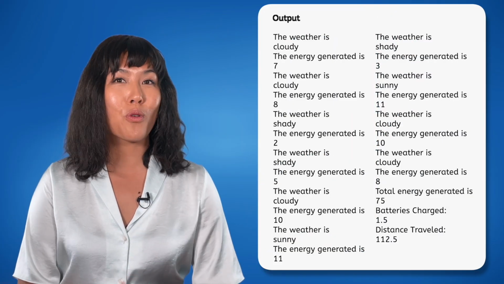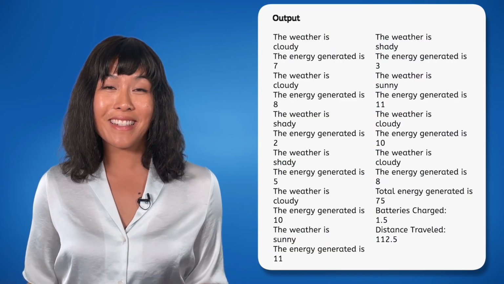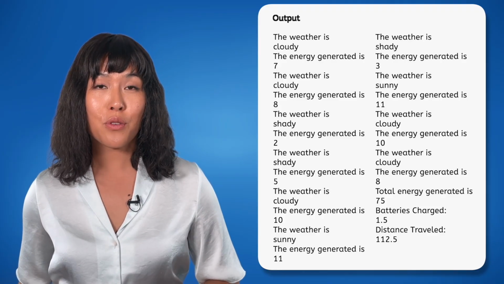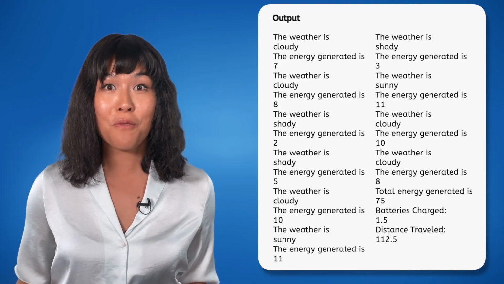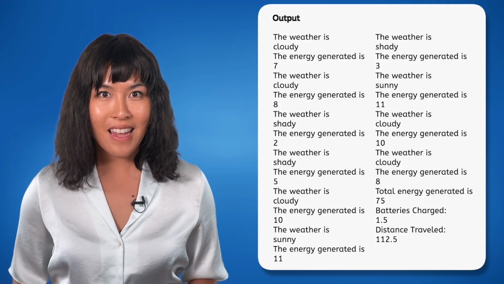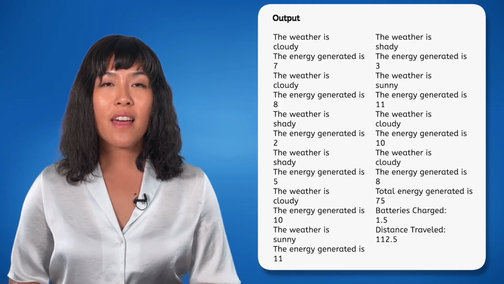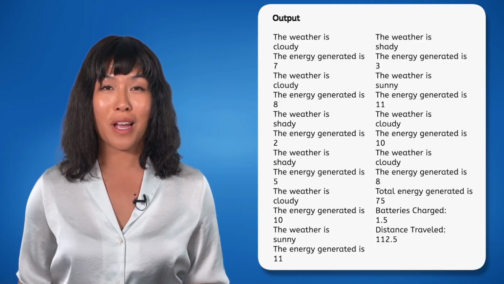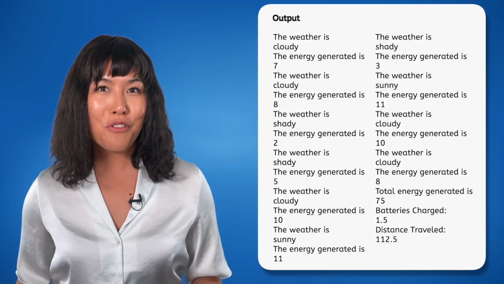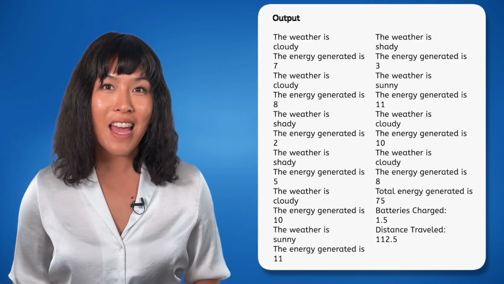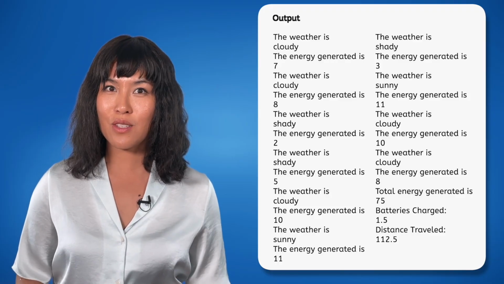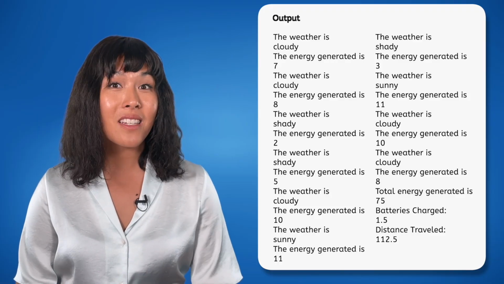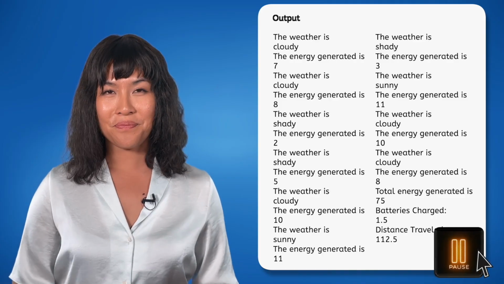Here is what the program output might look like. Notice all of the random energy values created by our random function. Then, at the end of the output, we get the total energy generated through all these random outputs, the number of batteries charged by that energy, and the distance our rover could move. Pause the video here and analyze the output.